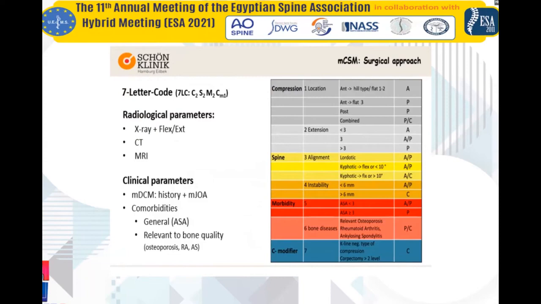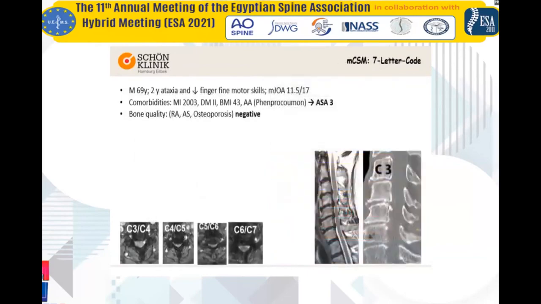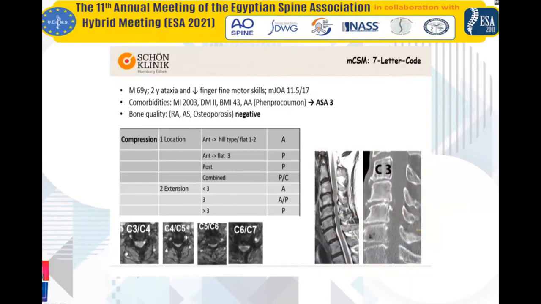The alignment and instability of the spine makes it a 2 for an S, the morbidity, and the C modifier where we look for the key line. This is an example, a 69-year-old patient with moderate to severe myelopathy. You see the MRI and the CT scan.